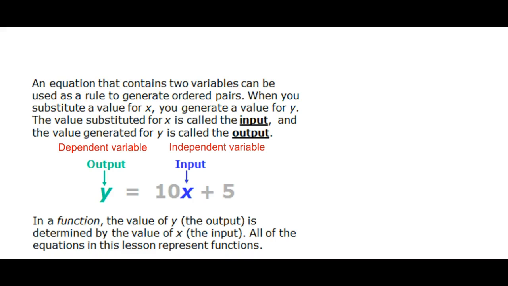Okay. An equation has two variables, and you can use it to write a rule to come up with some ordered pairs. We let the x value be our input. That's the value that we're going to substitute in. And the y value is going to be our output. Now, these are some names. The dependent variable is your output. That's your y. The independent variable is your input. That's the x. In a function, the value of y is determined by the value of x. And if it's a function, every x value that you put in can only result in one y value.